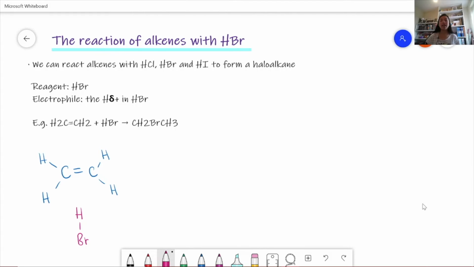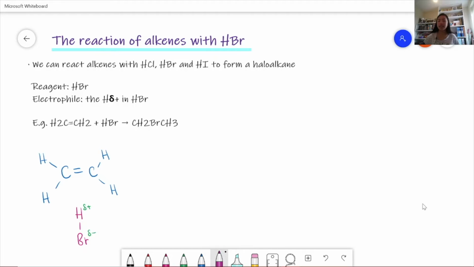And because there's a difference in electronegativity between the hydrogen and the bromine, because the bromine is much more electronegative, that means that we get some partial charges. So the hydrogen gets a partially positive charge and the bromine gets a partially negative charge. And so because the double bond of the ethene is an area of really high electron density, the electrophile is attracted to this double bond.